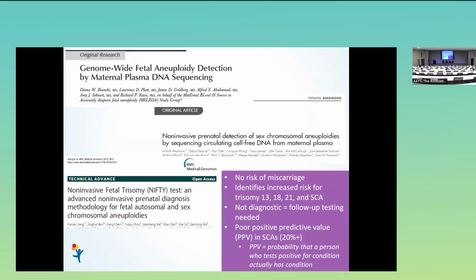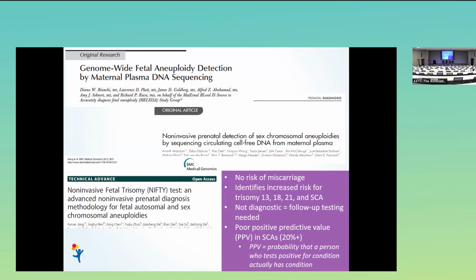So as this technology has come online, it's really been widely adopted because it doesn't pose any risk of miscarriage in the pregnancy. We are seeing that the targeted testing in this screening is actually for not only X and Y chromosome variations, but also trisomy 13, so chromosome 13, chromosome 18, and chromosome 21. However, follow-up testing is always recommended because it is not diagnostic as a screening.